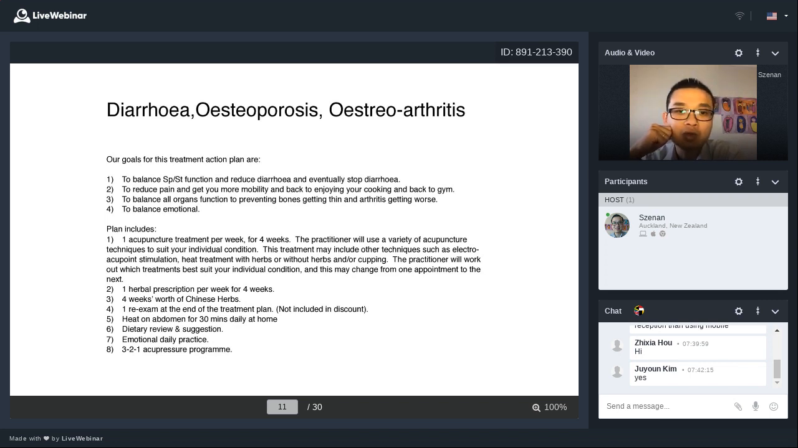To balance all organ function, for preventing bone getting thin and arthritis getting worse. This is what we summarize for a patient. To balance emotional energy.